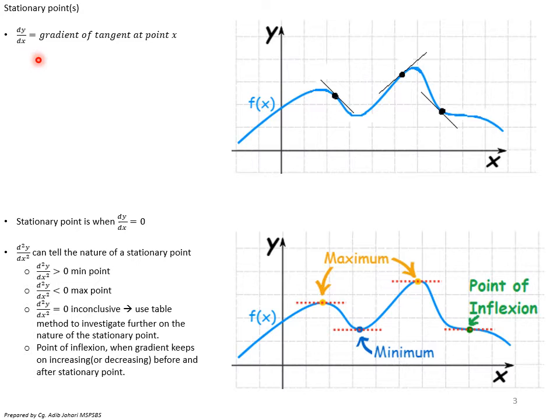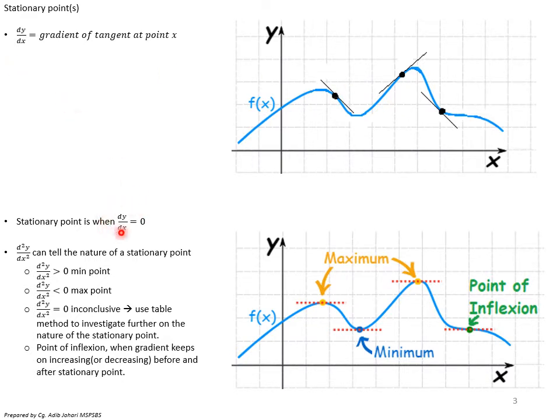Okay, so if you differentiate the function, dy over dx, you will get the gradient of the tangent at point x. So for example, if I have this function f(x) and you differentiate, you'll get the gradient of f(x) at point x, for example, at this point, or this point, or this point. If you want to find the specific gradient, you have to substitute the coordinate of x here. Okay? So that's dy over dx.